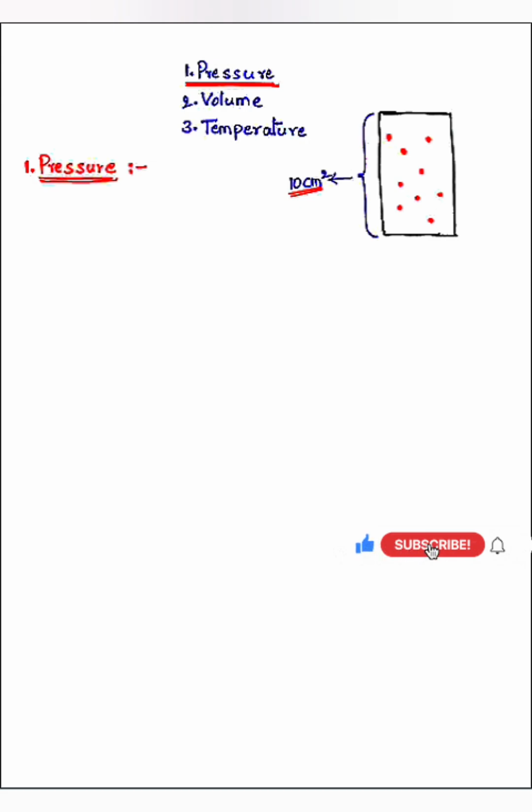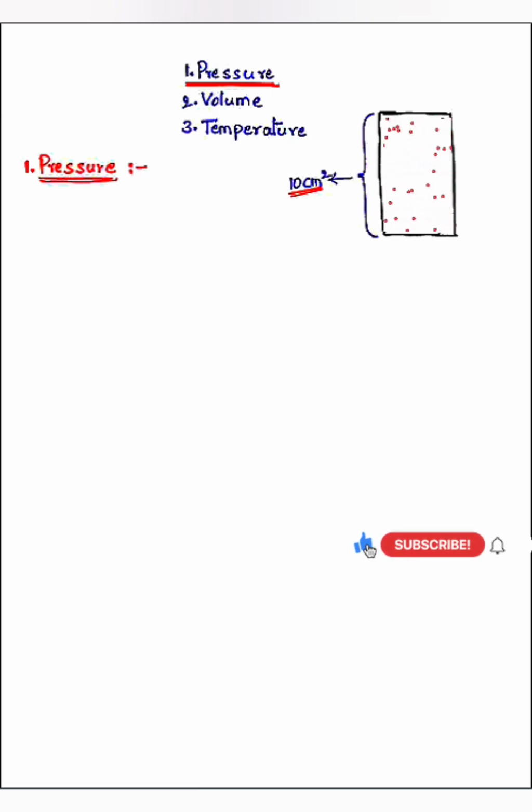As we all know, gas molecules are always in continuous random motion. If the gas molecules are in continuous random motion inside this container, can I say the gas molecules collide with each other? Yes, the gas molecules will collide with each other. At the same time, they also collide with the walls of the container.